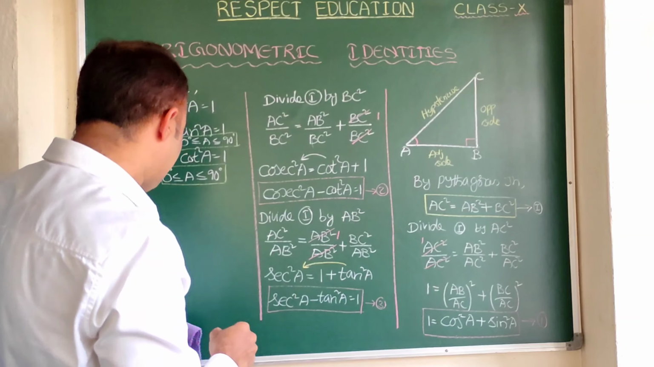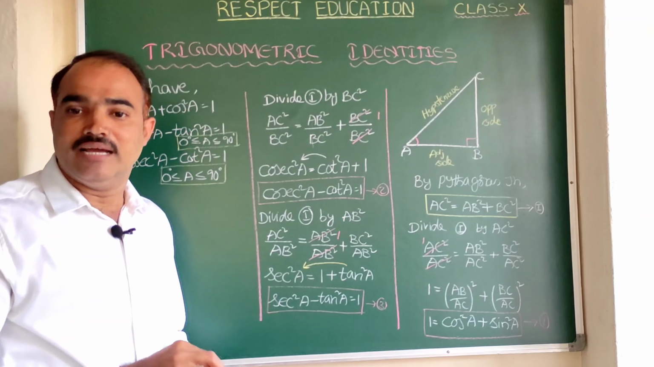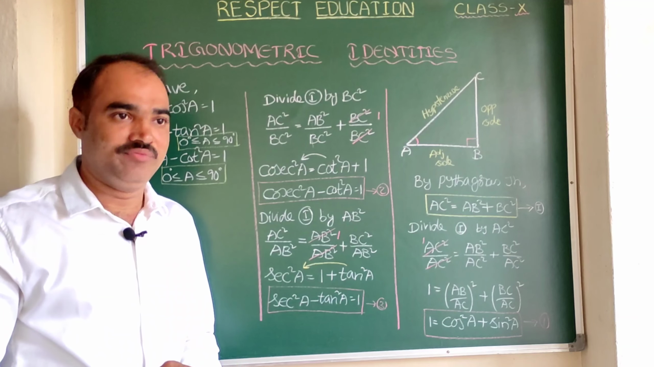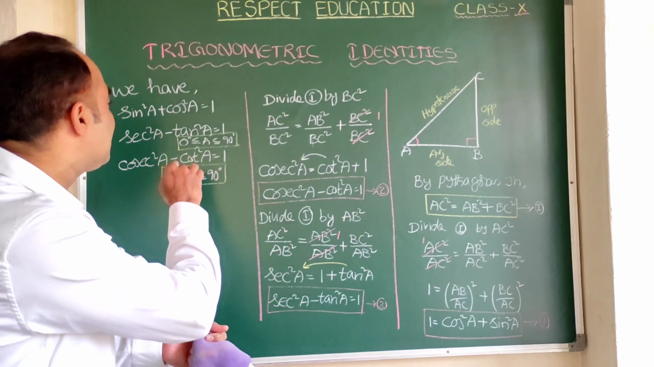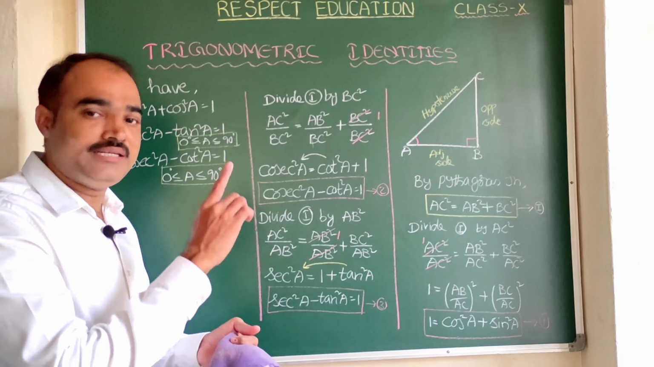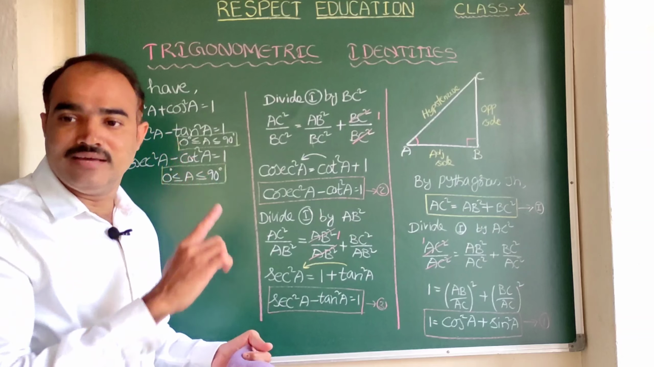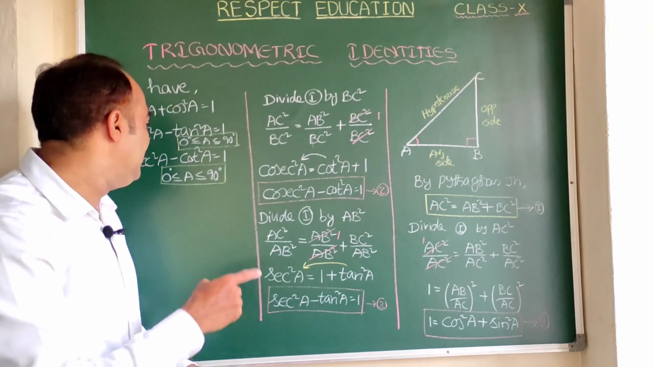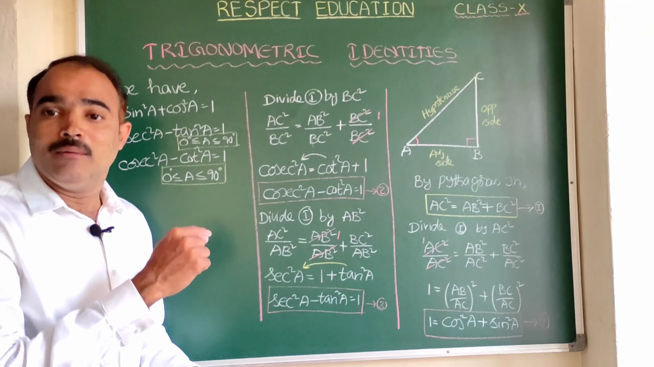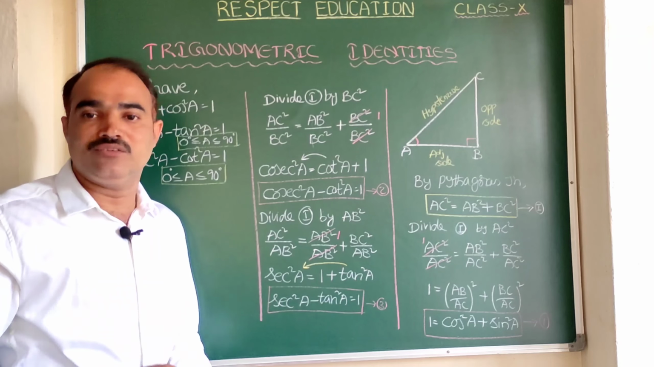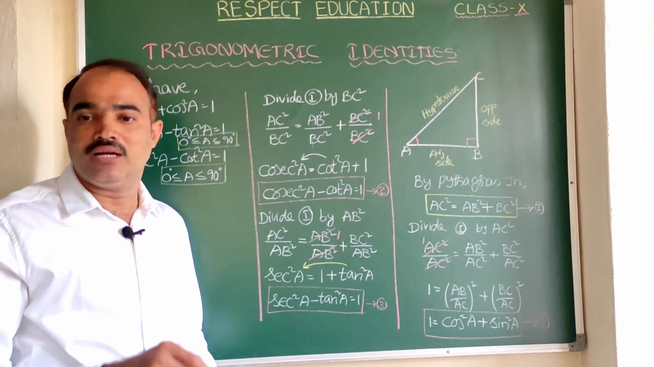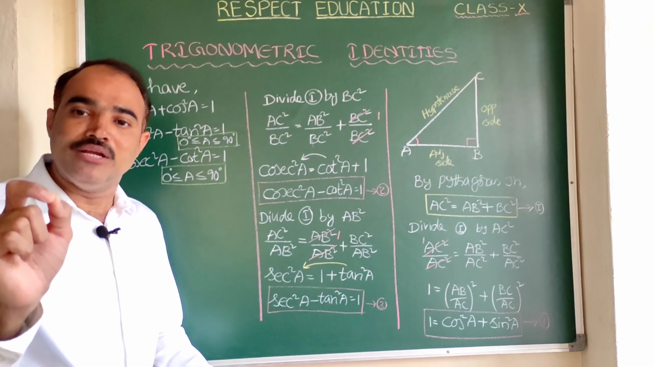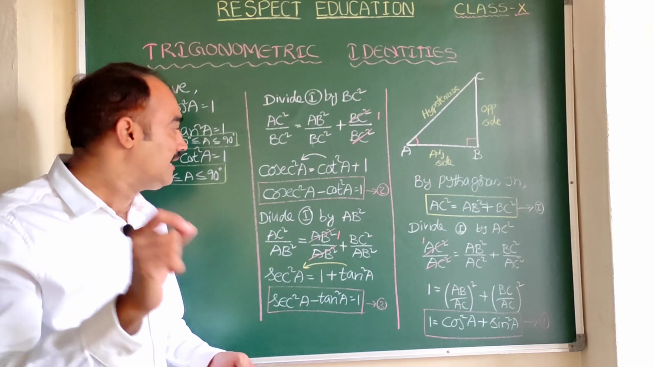Now what are the identities? First one is sin square A plus cos square A is equal to 1. In place of A you can say theta also. Now here also secant square A minus tan square A is equal to 1. And third one is cosecant square A minus cot square A is equal to 1. Here I would like to tell you a small trick which can be remembered easily.